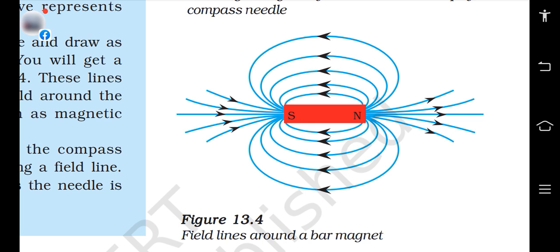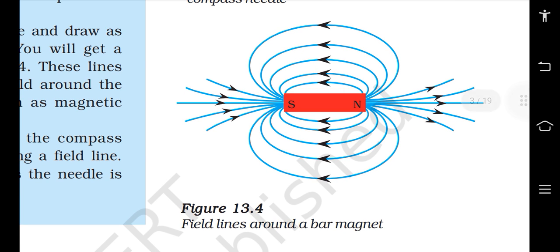Here they have drawn so many magnetic field lines, and all these lines are coming from north pole to south pole. Outside, the direction is north pole to south pole, and inside the direction of the magnetic field lines is south pole to north pole. Related to these magnetic field lines, there are three properties, three natures we have to understand. First one, I already told: the direction of the magnetic field lines comes from north pole to south pole outside, and inside south pole to north pole.